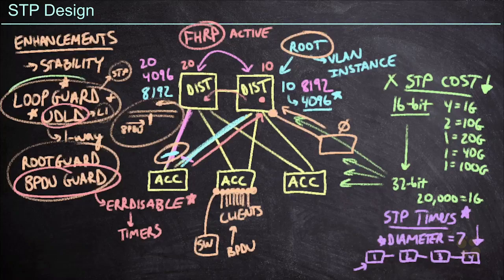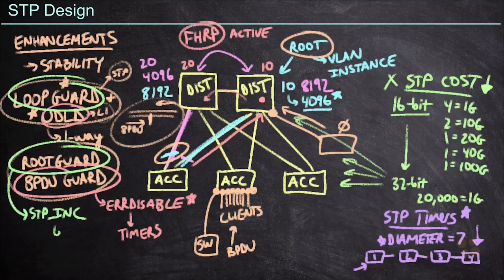Meanwhile, loop guard and root guard are going to leverage what we call the spanning tree protocol inconsistent state. It's effectively a spanning tree block state, but it is a state that will recover once the offense has been resolved. So for example, with loop guard, if the BPDU starts showing up again, well then, hey, we can pull that port out of an inconsistent state. And with root guard, once the superior BPDUs stop coming in, well at that point we can also clear the inconsistent state.